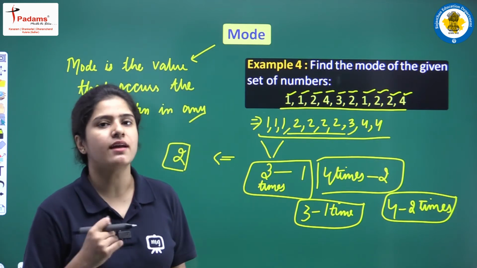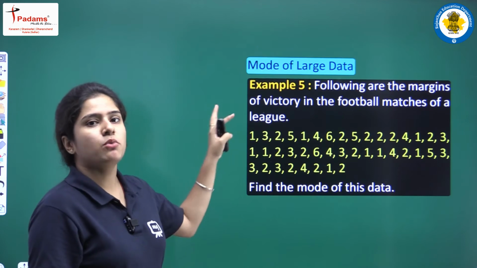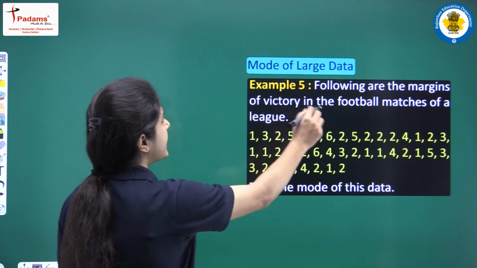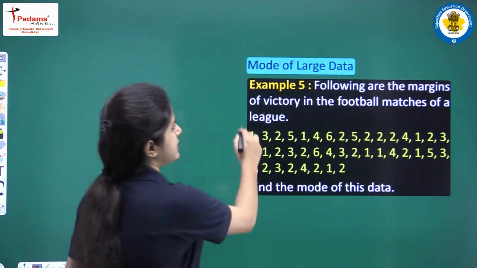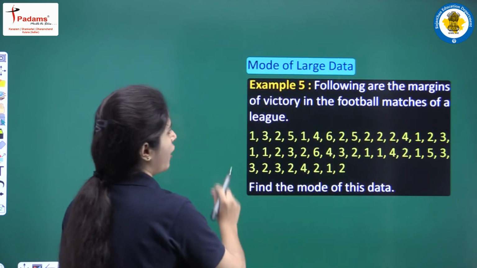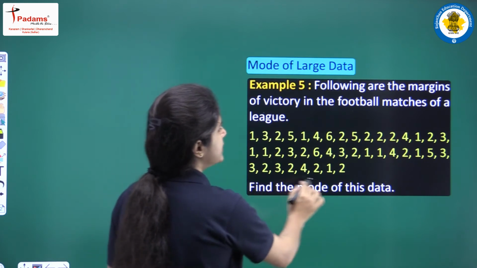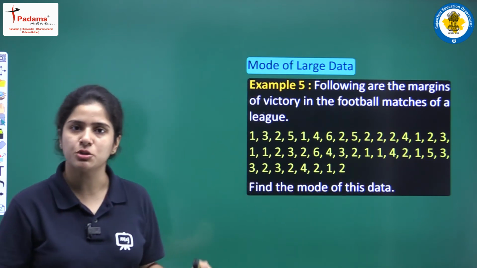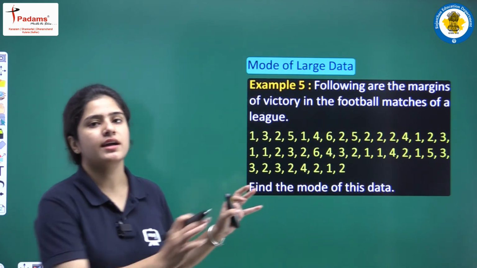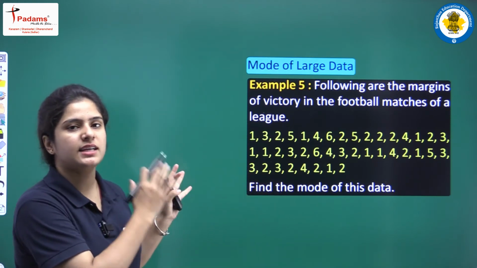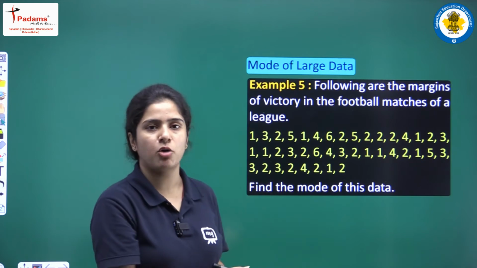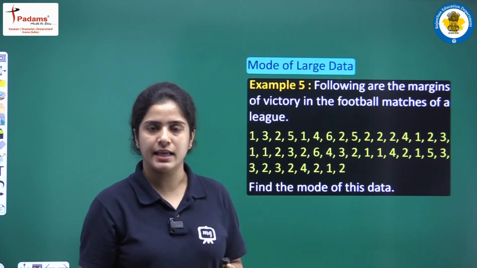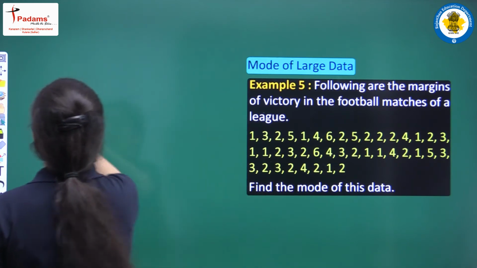Talking about a similar example, students, here is the mode of a larger data: the margins of victory in the football matches of a league. Students, these are the margins of victory of football matches. Find the mode of this data. We need to find the mode, but if we collect the same types of numbers together, it will be quite tricky to remember how many times each number is coming. So we'll draw a table.